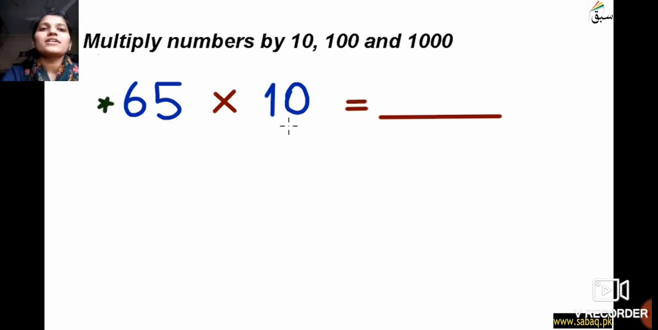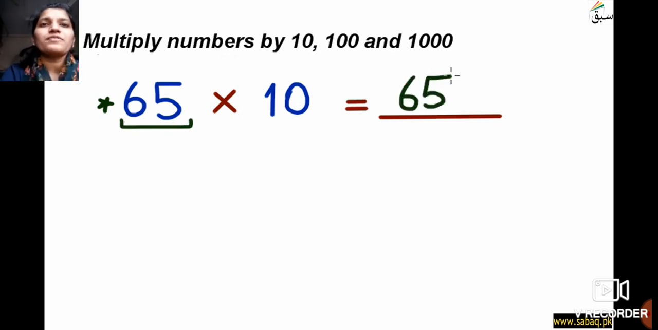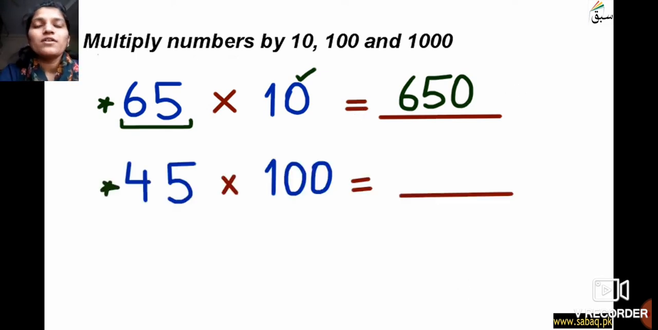Now we have taken one more example, that is 65 into 10. So how to write in a short way without solving the example? We write the number as it is, 65, and we give 1 zero. So this is the short and easiest method of multiplying numbers by 10. So 65 into 10 is 650. Why 1 zero? Because in 10 only 1 zero is there.